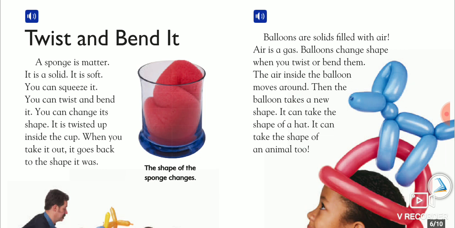It is twisted up inside the cup. When you let it go, it grows back to the shape it was. The shape of the sponge changes. Balloons are solids filled with air. Air is a gas.